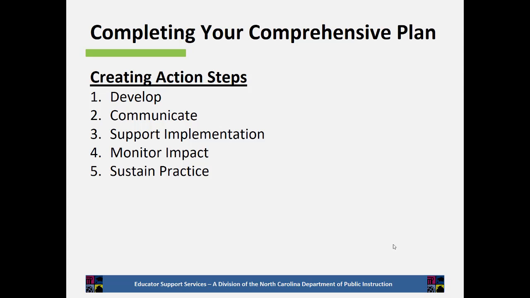The next thing that we want to do after we've done that How It Will Look When Fully Met box is to start creating action steps that are going to get us to that vision or that goal that we've set. One of the things my colleagues and I have noticed as we've been giving feedback on plans is that the schools that have more rigorous, comprehensive plans have one or more of these parts or procedures, actions in their plans to help them create their action steps: develop, communicate, support implementation, monitor impact, and sustain practice. So what I want to do is go through each of these and talk to you a little bit about what it means and give you an example of what it might look like using our How It Will Look When Fully Met box, and then also the goal that we've created.